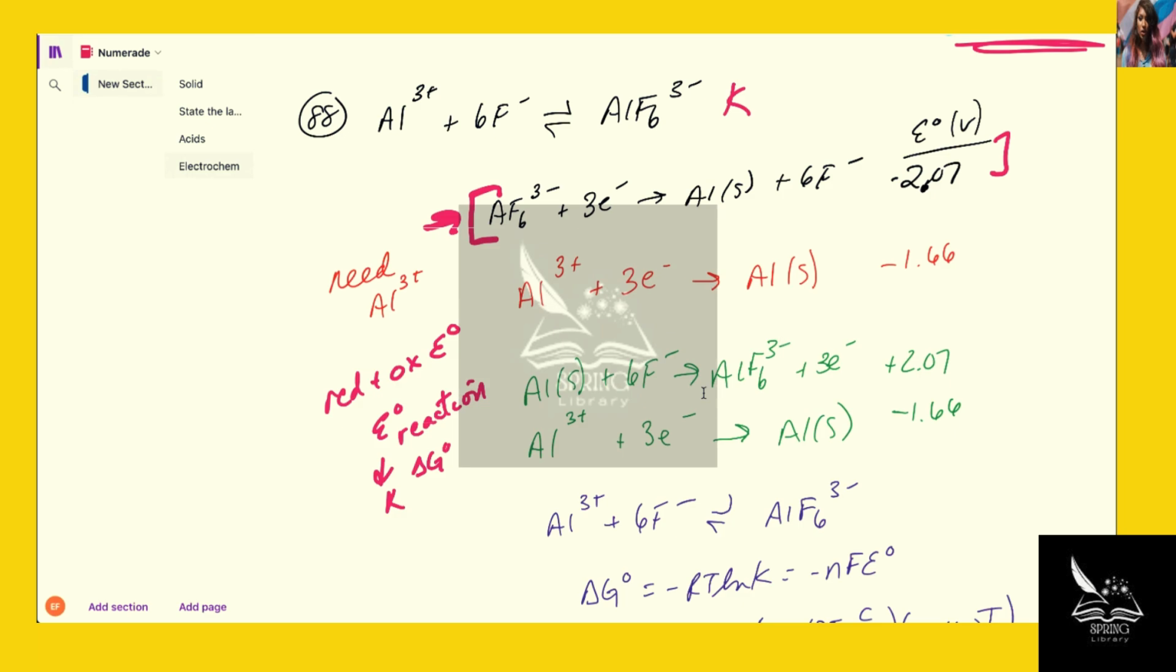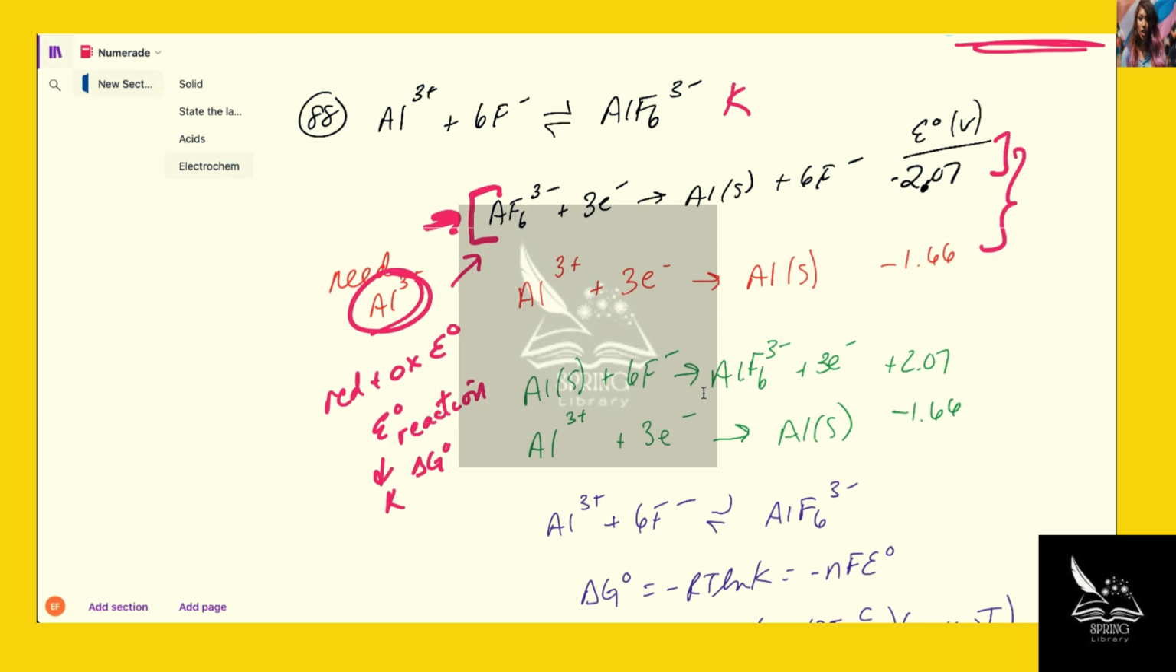So if we look at table 18.1, we need to do something to get aluminum 3 plus in the equation, because there's no aluminum 3 plus in this equation. So we need to find something with aluminum 3 plus. Well, in table 18.1, we have the equation and potential for the reduction of aluminum 3 plus. Now, if we add these two reactions together as is, things are not on the right side. So what we could do is flip the first equation around and turn it into oxidation.